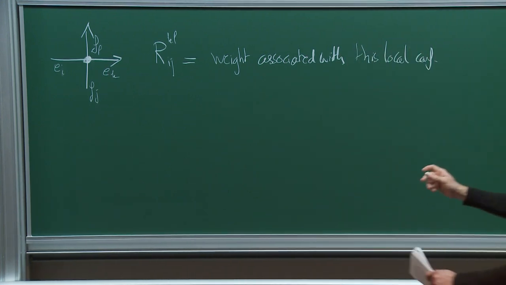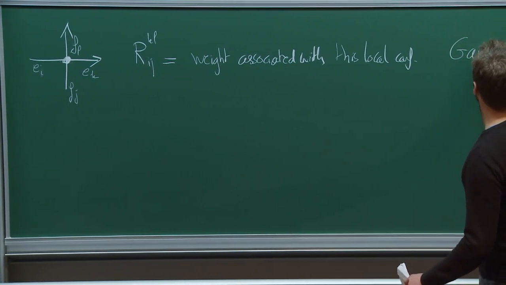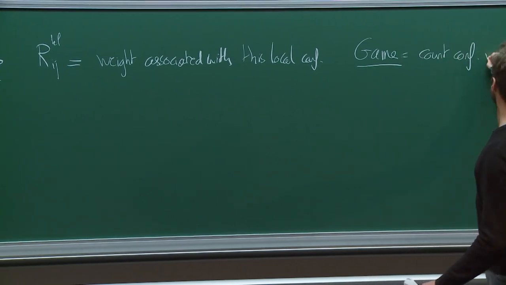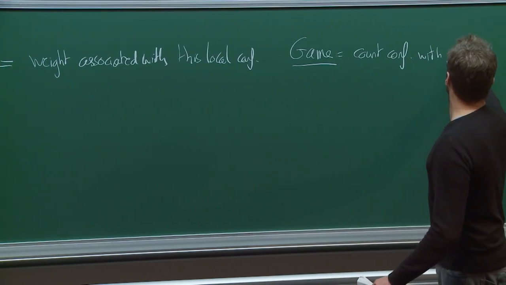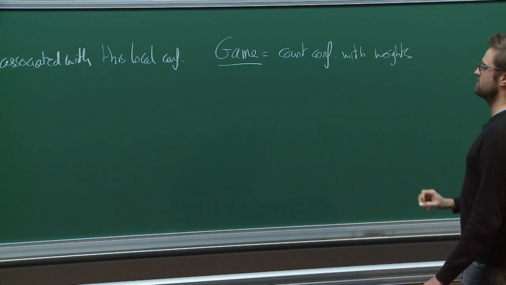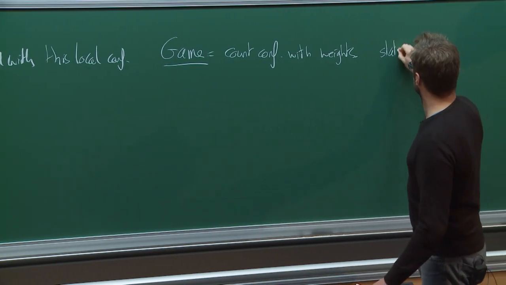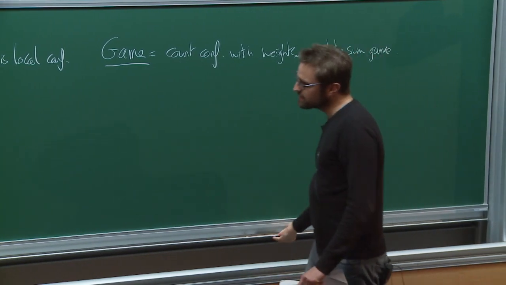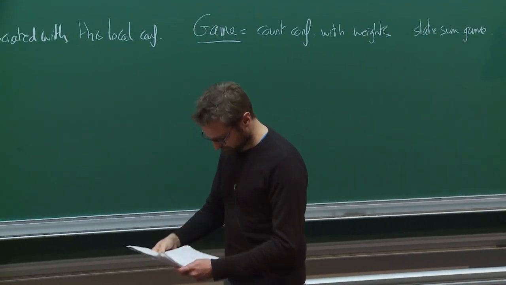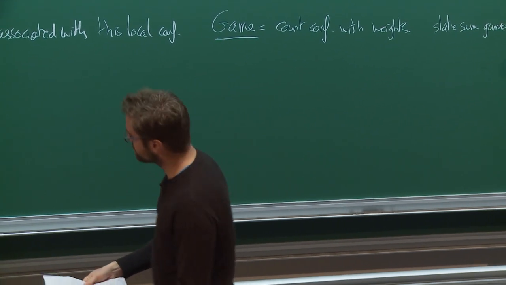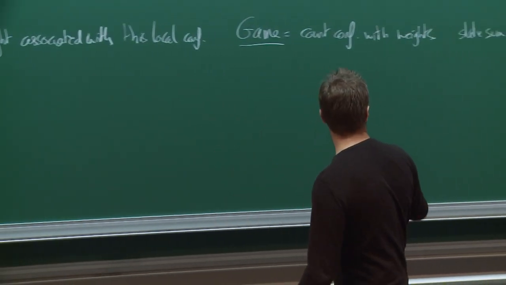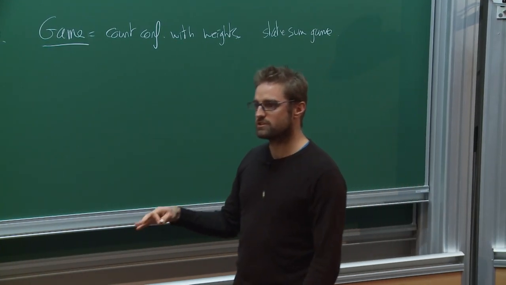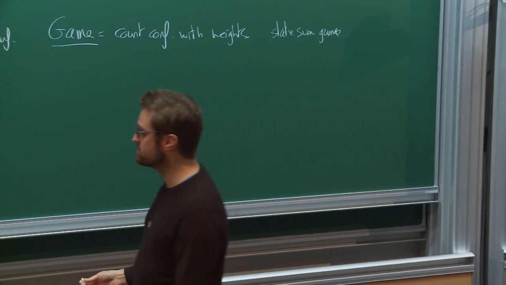So the game we're going to play is to count configurations with weights. That's the state sum game. So here is a bunch of examples. But before this, I'm going to do some kind of state sum computation with boundary conditions. So I have to tell you how to deal with this boundary condition.